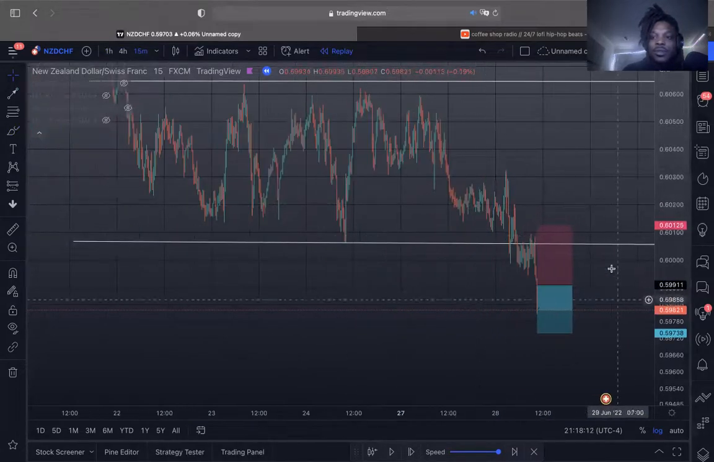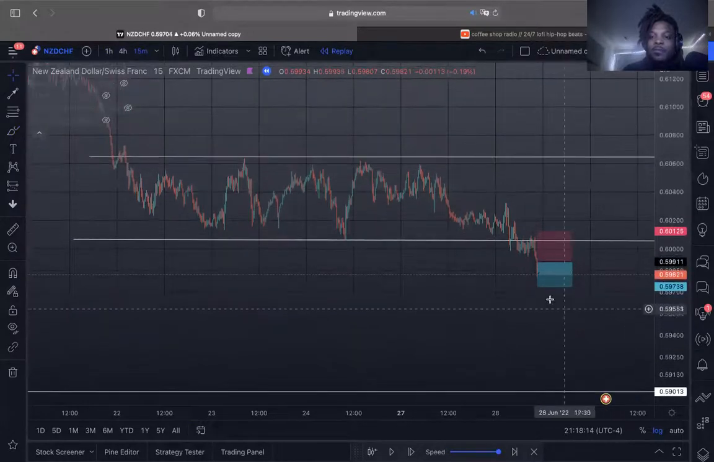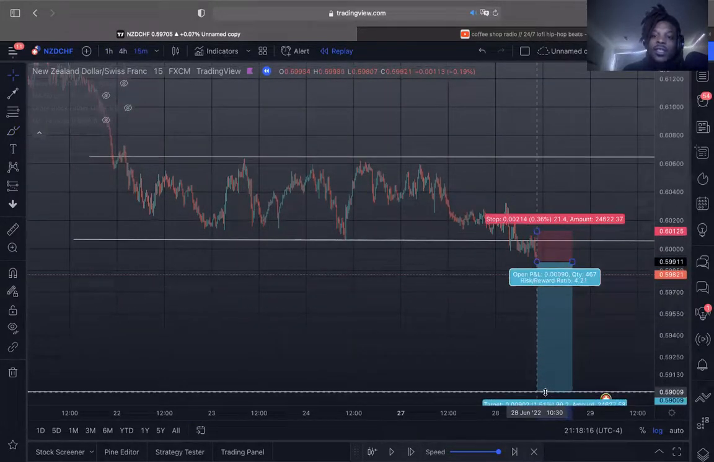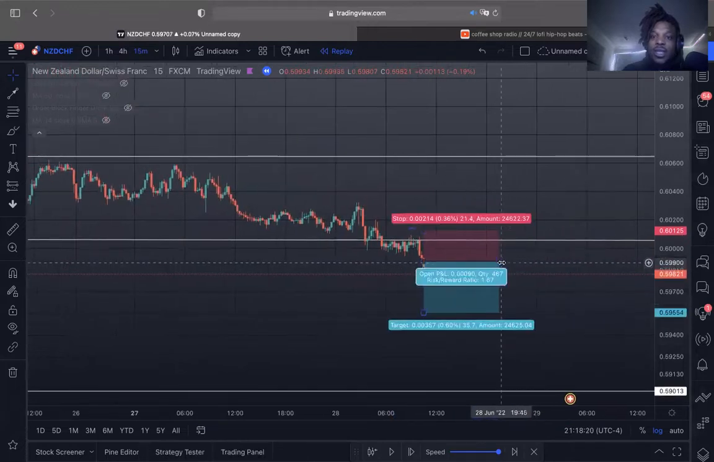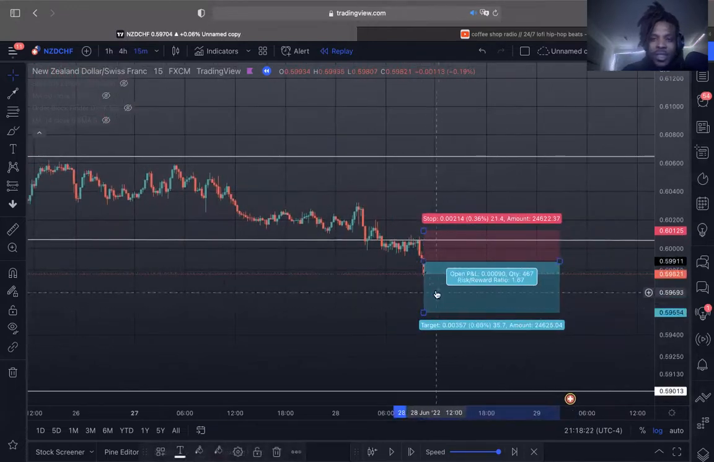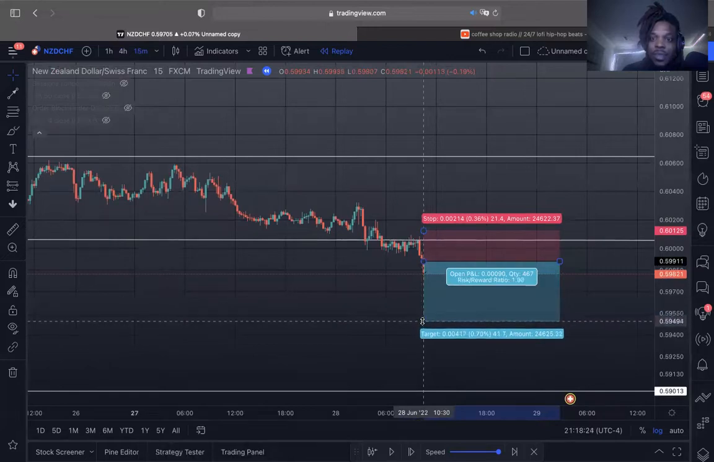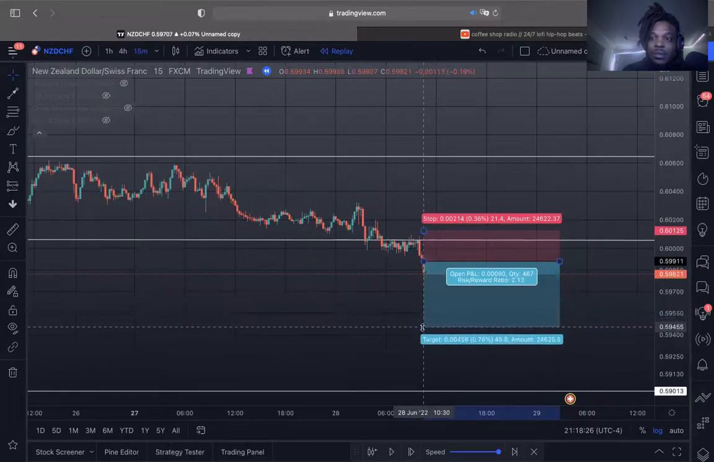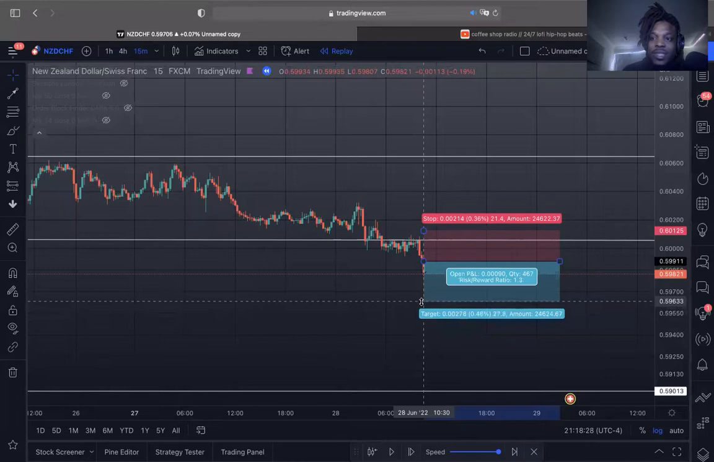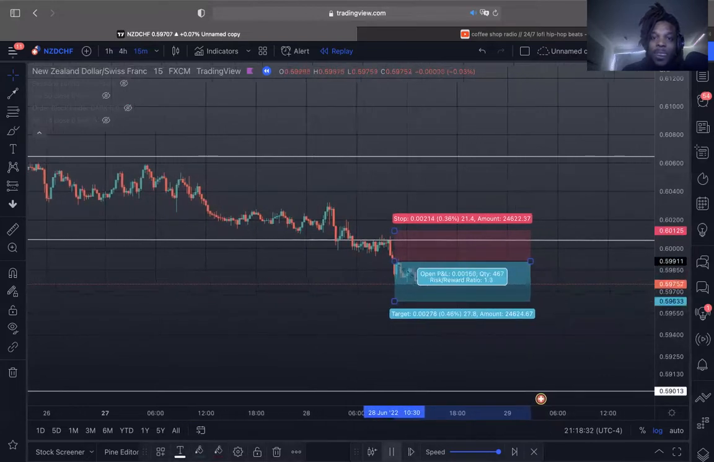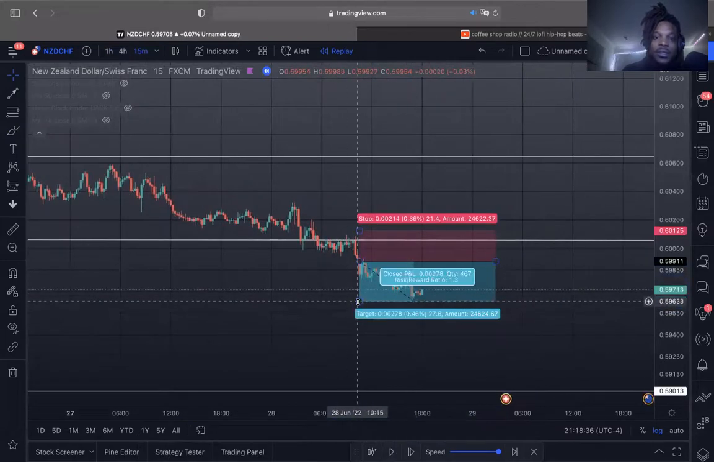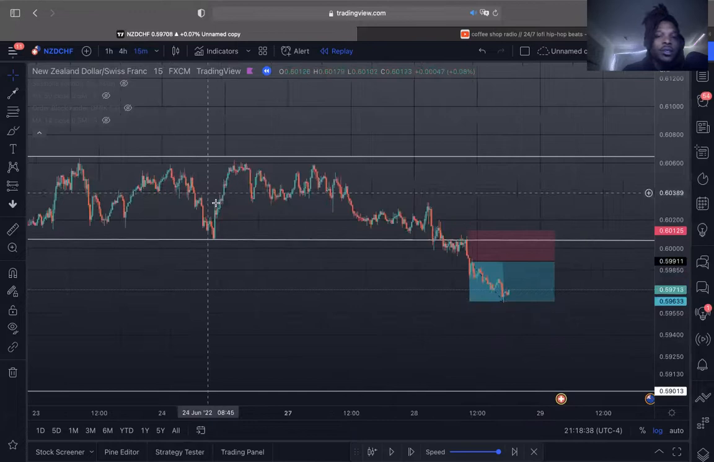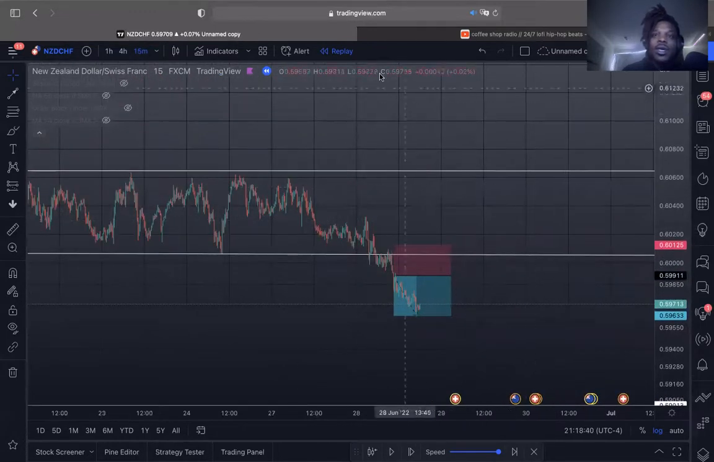21 pips, and I'm riding it, you know, personally I'm riding it down to this area. But even if you wanted to just get a small percentage, it could be like here, maybe 20 pips or so, you know, TP would have hit right here. But I'm still in this trade, I'm holding this trade.